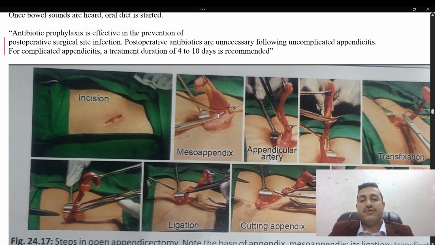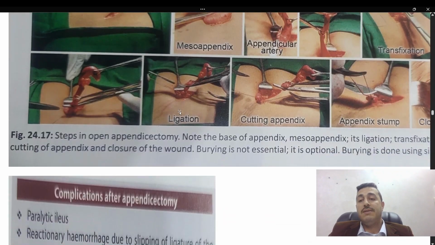Here you can see they try to control the artery and ligate the artery, the appendicular artery. They ligate it. Transfixation, here we transfix the base, and some literature says that the stump should be not longer than 3 millimeter. Here they ligate and cut the appendix and remove it. Some literature says that we have to purse-string or invert the stump into the cecum.